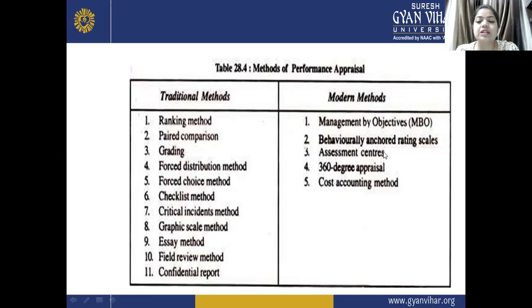And what comes under the modern method? The first one is management by objective, also known as MBO. Then BARS, behaviorally anchored rating scales, assessment center, 360-degree appraisal, and the last one is the post accounting method. So these are the methods that come under the traditional method, and a few methods come under the modern method. Let's start with the traditional method.